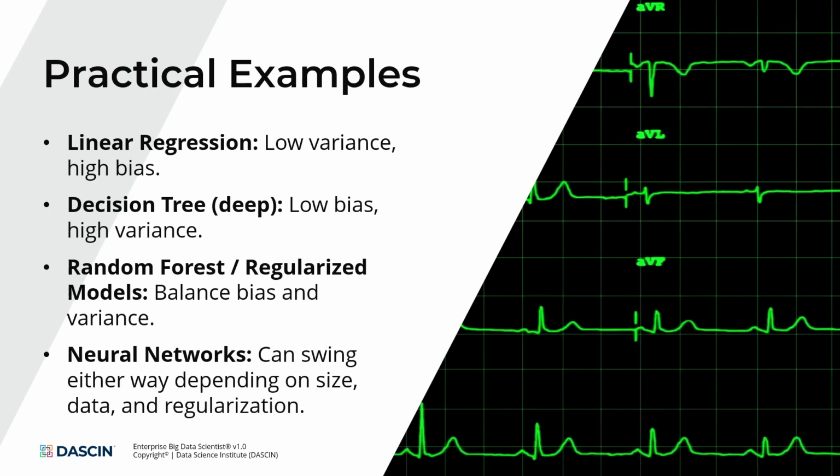To make this concrete, let's look at examples. Linear regression has low variance, but high bias. It's too simple to capture complex patterns. Deep decision trees have low bias, but high variance. They overfit easily. Random forests and regularized models strike a good balance between the two. Neural networks can swing either way, depending on how large they are and how much regularization is applied. These examples show why model selection and tuning are so important.